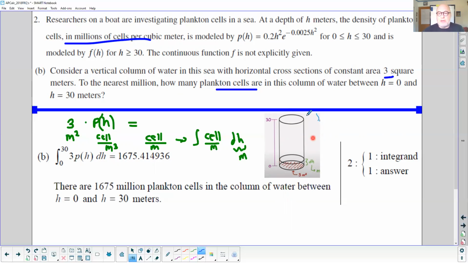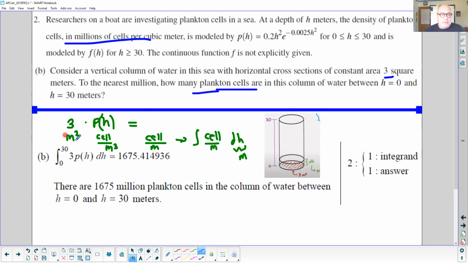It's a little trickier here because there's this extra 3. So wrapping my head around this, I drew a little picture of a vertical column of water, and you're basically slicing this up, and each one of these little slices is going to be your integration. I'm doing circular cross sections here, and you're going to be summing that up with an integral. So you're going from 0 to 30 of all these slices, but these slices have an area of 3. So that's each one of these. You want to get somehow total plankton cells. So you have to get that P of H in there because that's relevant from 0 to 30.